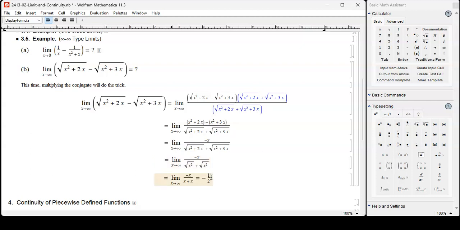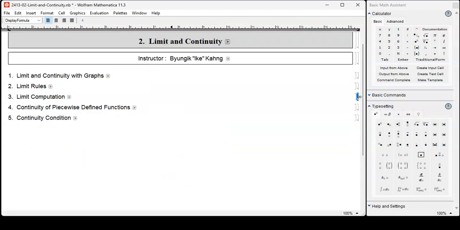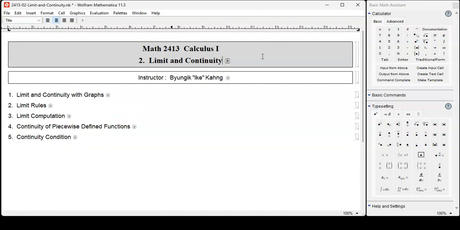You can always check. Check it with plotter. Plot the graph, and you'll see. Well, all right, that completes the limit computation. That's it.